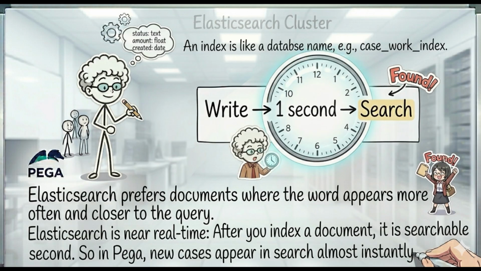Elasticsearch operates in near real time. Once you index a document, it becomes searchable in about 1 second. This means that in Pega, any new case created is available in search results almost immediately.